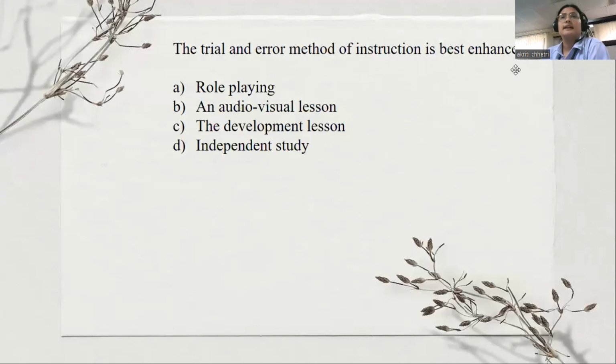The trial and error method of instruction is best enhanced by role playing, an audio visual lesson, the development lesson, and independent study. And the correct option here is independent study because of the trial and error. Students are going to try and find the error, then change it and change the method of learning. So independent study is the appropriate answer here.